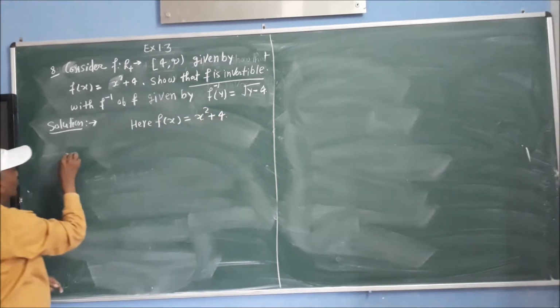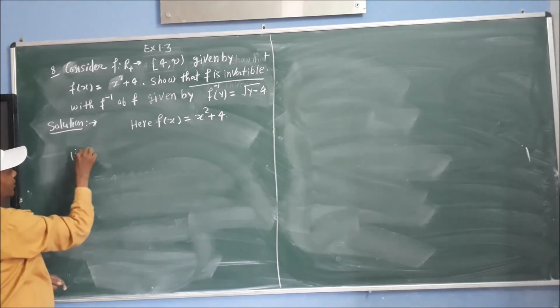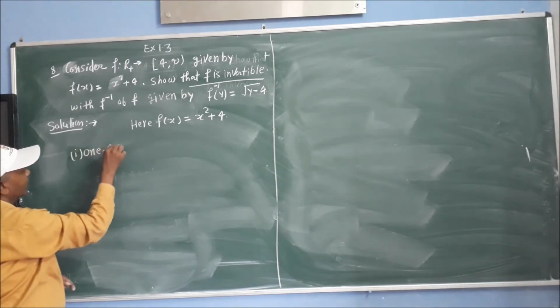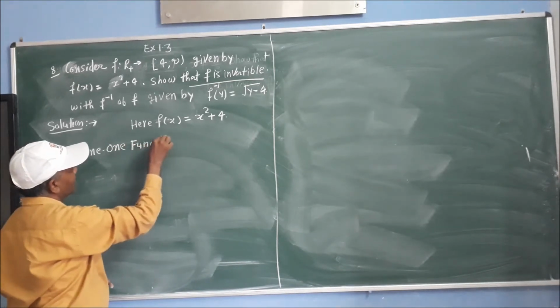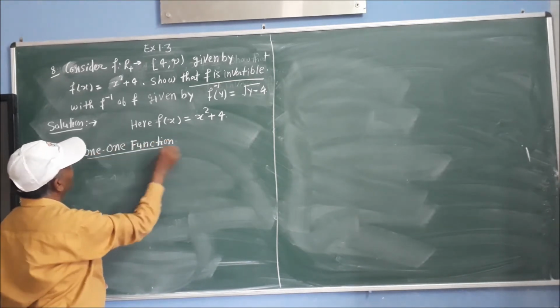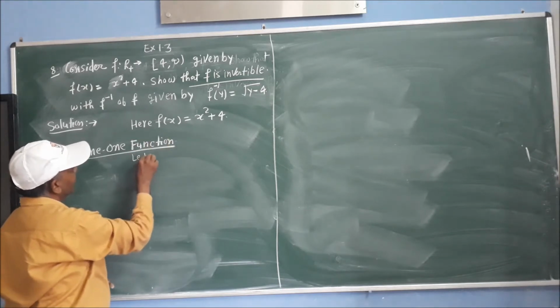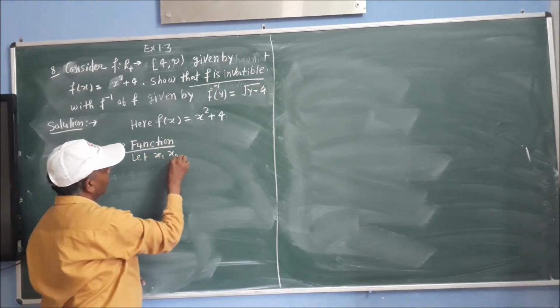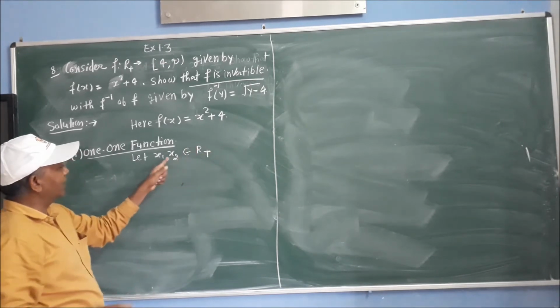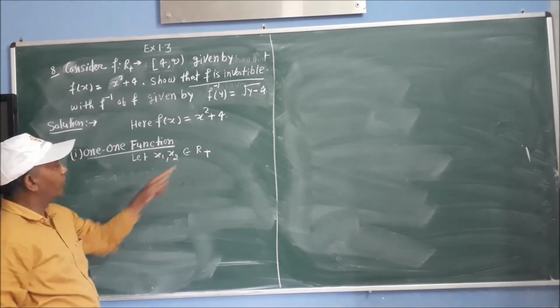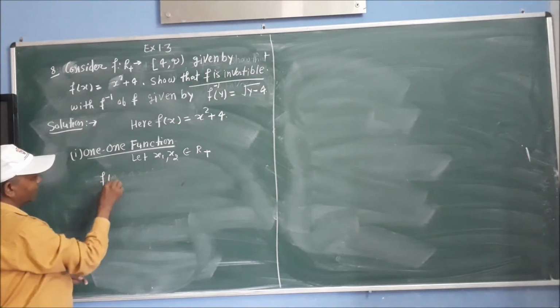Then we have to first prove that this is one-one function. To show that this is one-one function, let x1, x2 belong to R plus. In non-negative real numbers there are two elements x1 and x2. Then what is the value of f of x1?